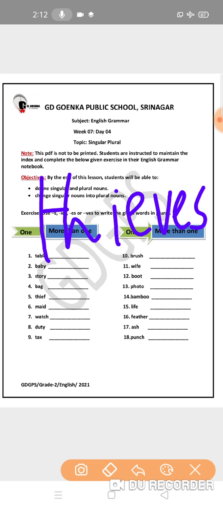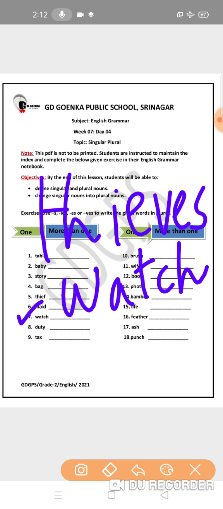Next one is watch. Let's try this one. The rule states, if a word is ending with ch, sh, double s, s or x, we will make its plural by simply adding es. So the plural form of watch will be watches.